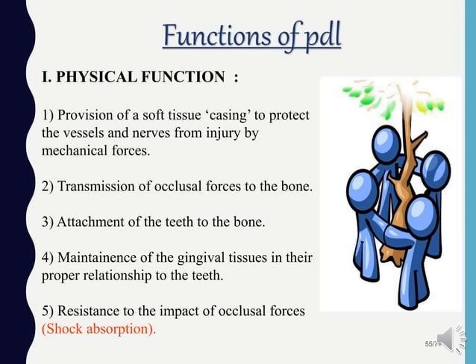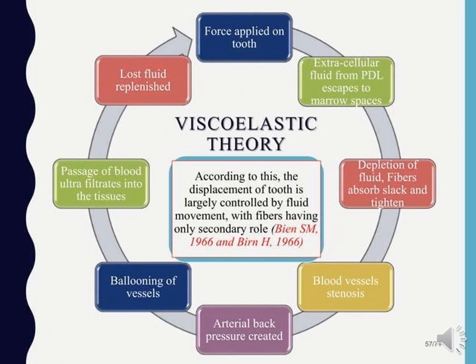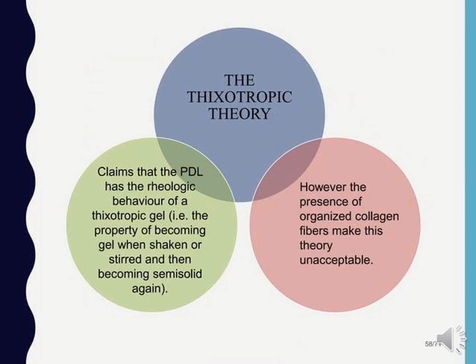Physical function theories: there are specific theories formed around the PDL. One is the tension theory, which states that the principal fibers of the PDL are the major factors in supporting the tooth and transmitting the forces to the bone. Coming to the viscoelastic theory, according to this, the displacement of the tooth is largely controlled by fluid movement, with fibers having only a secondary role. And last, the thixotropic theory claims that the PDL has the rheologic behavior of a thixotropic gel, which is the property of becoming fluid when shaken or stirred, then becoming semi-solid again.